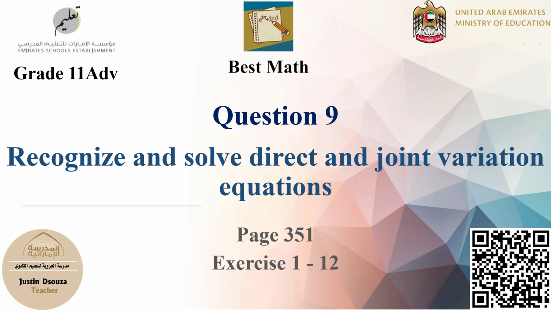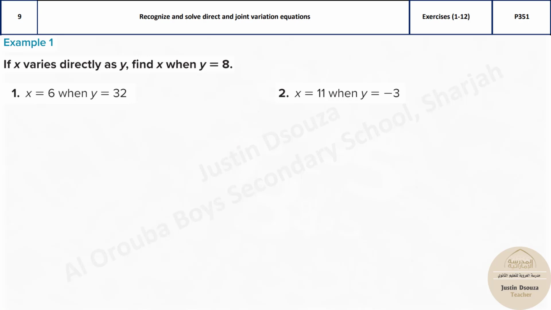Question number 9 is to recognize and solve direct and joint variation equations. This is a very easy topic. You can do the problems however you want. You can refer to the strict formulas mentioned in the textbook, or you can write your own formulas for this. Since it's the MCQ part, I'll just tell you the easy shortcut method.